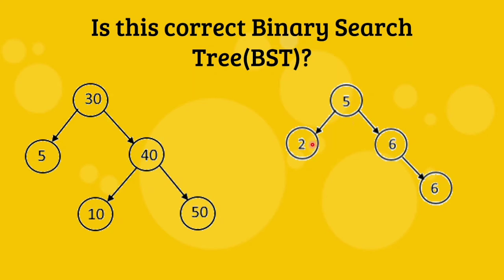Then we have something like 25, 6, 6. Is this a correct binary tree? The first thing to be noted is that in the binary tree, we cannot have repeated data. And here 6 and 6 are repeated. So this is also not a correct binary tree.